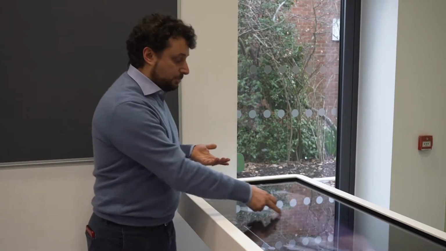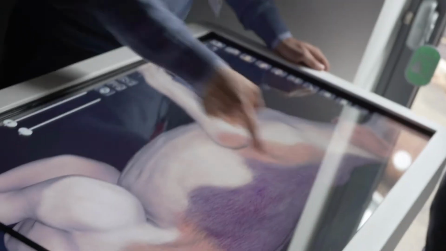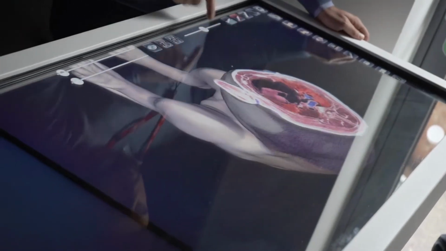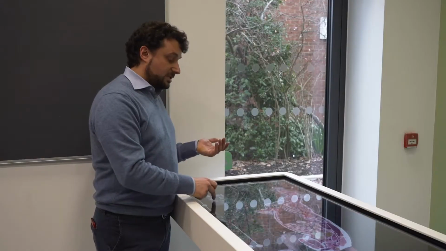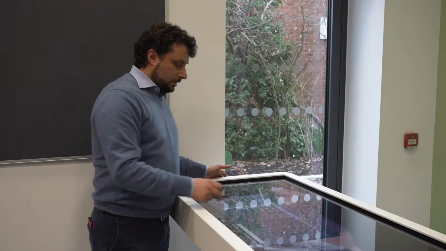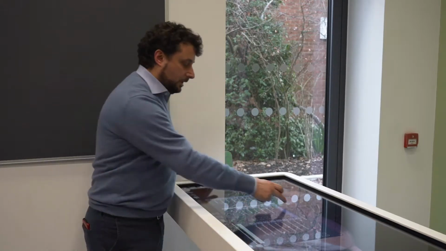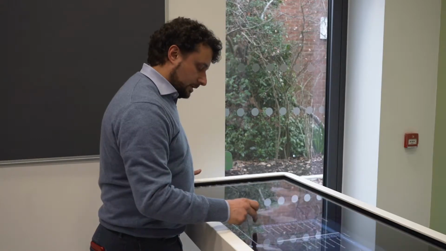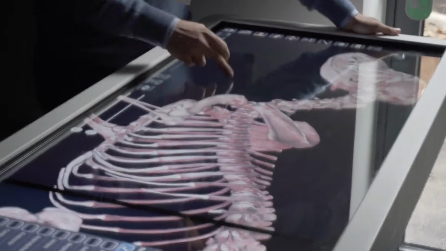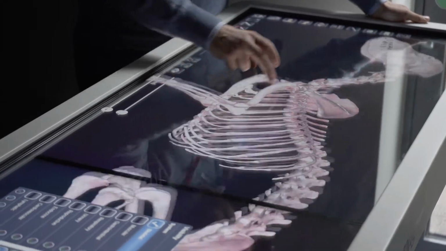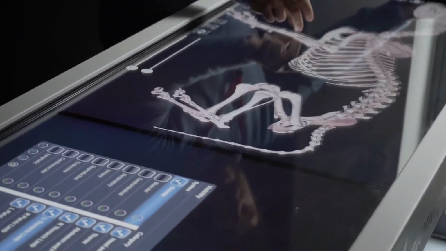Then you can just explore it through different cuts, or you might want to select what you're looking at. So from a system, region, and single structure level, you can, for example, take away everything and just show the skeletal system.